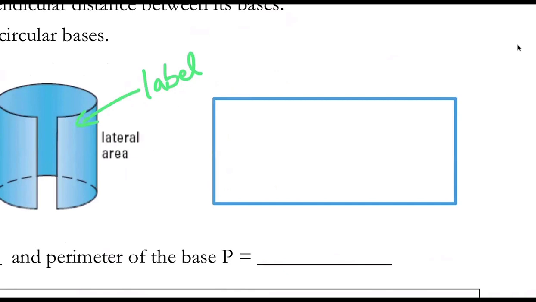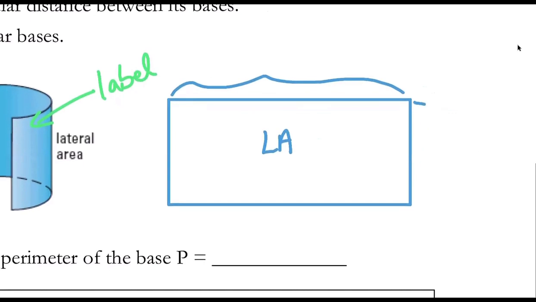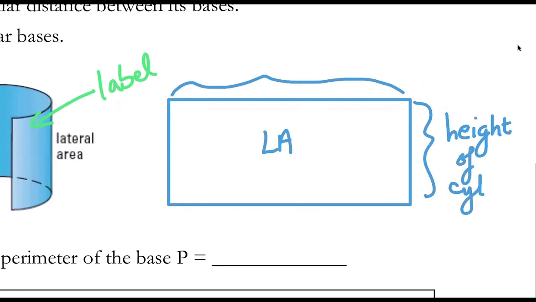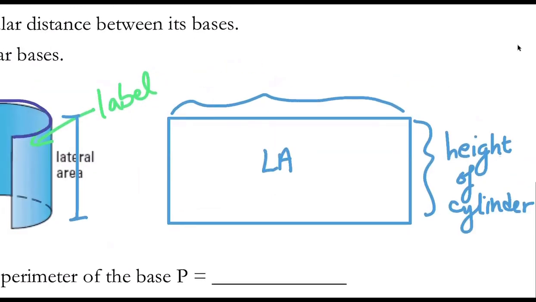Okay, and we're going to talk about the lateral area here, which would be the label. So the label is a rectangle with these two dimensions. So this would be the height of the cylinder, right, because it's just how tall the cylinder is. And then the other dimension would be the distance around the circle. Okay, so that would be the circumference of the circular base.